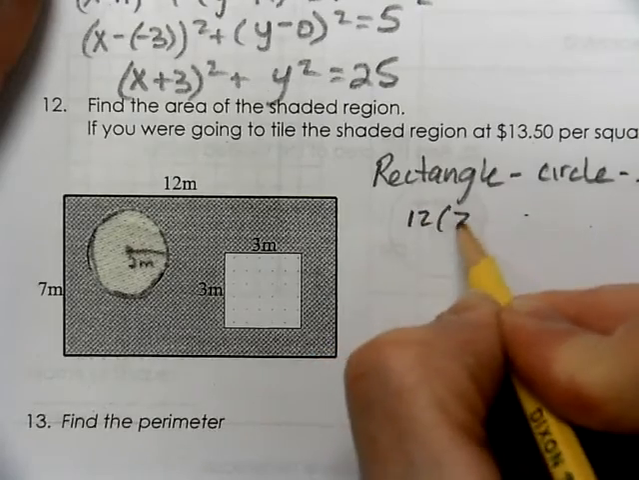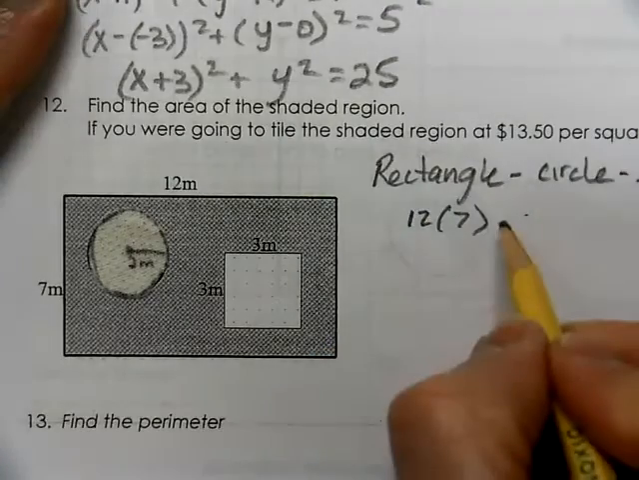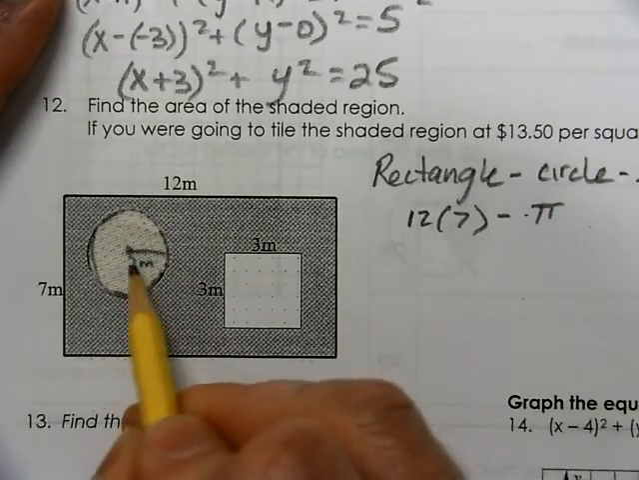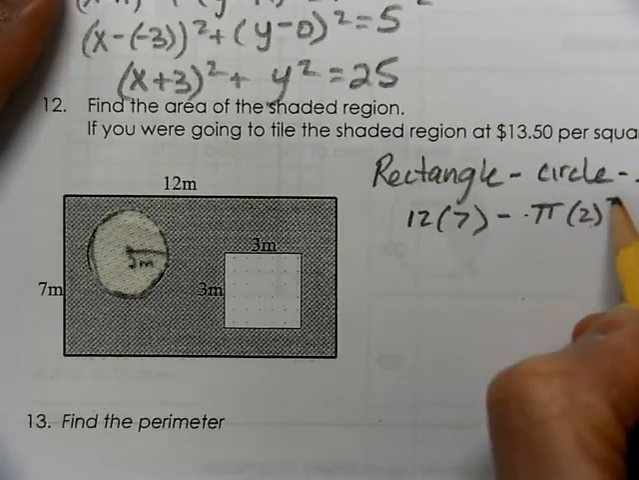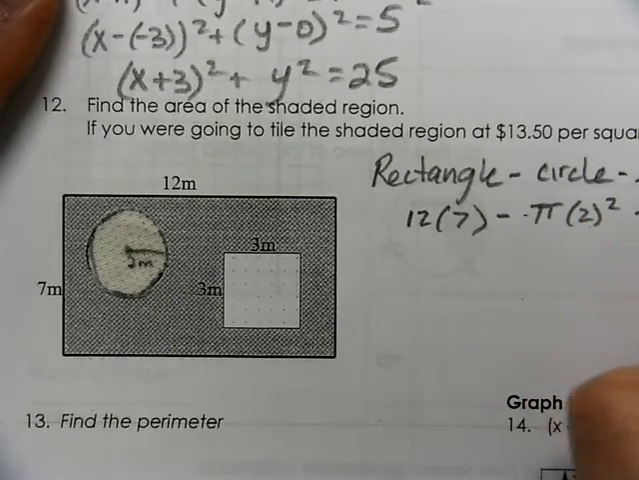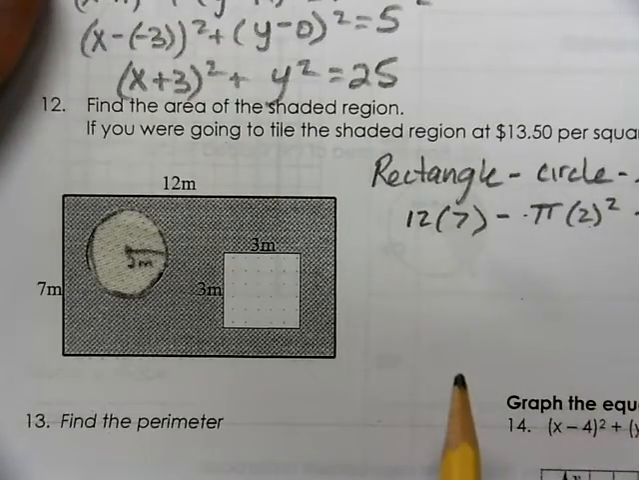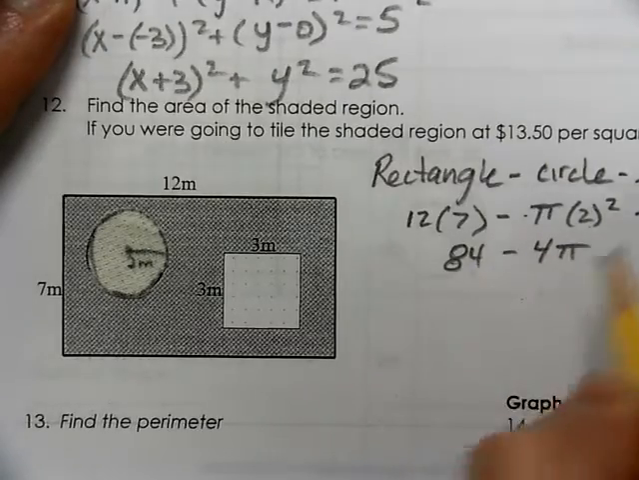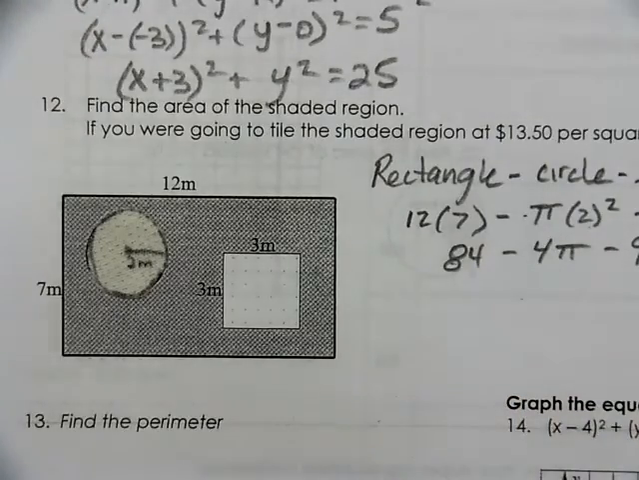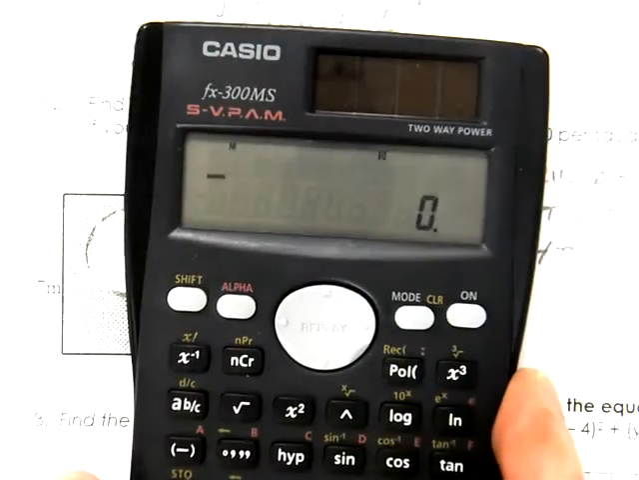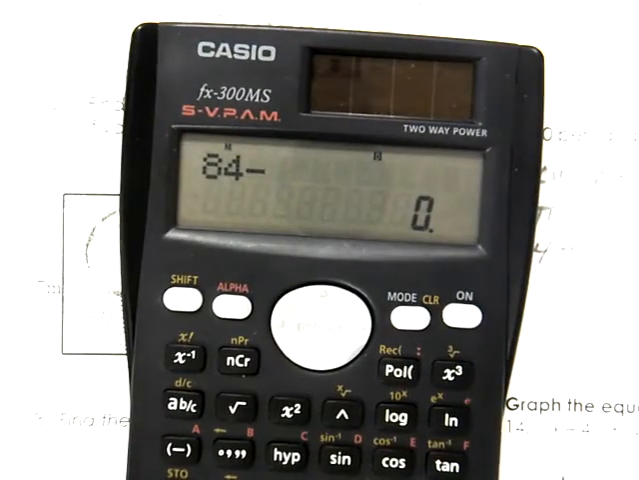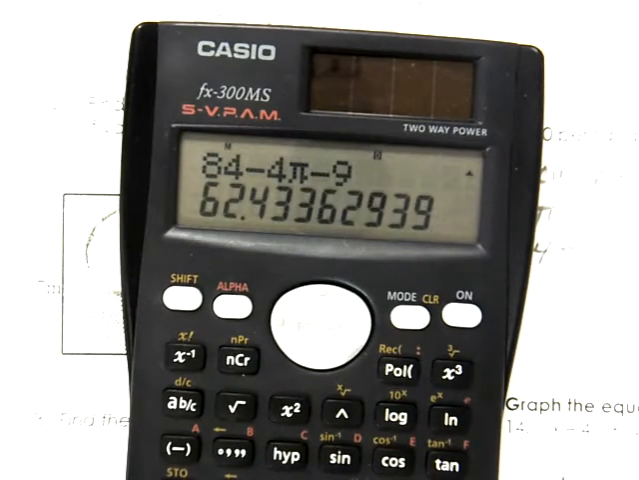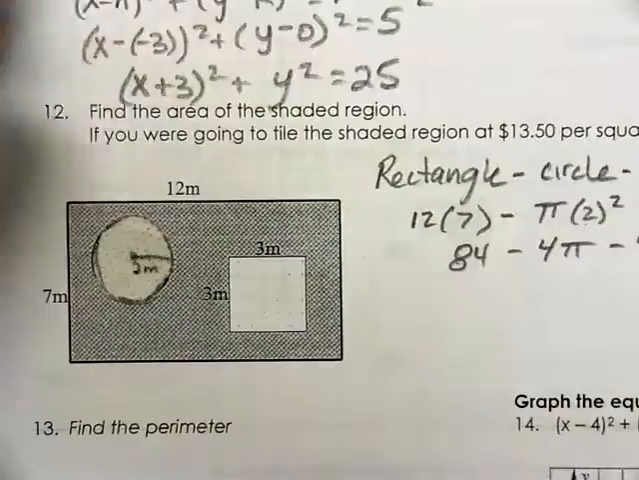So this is 12 times 7, which is 84. Pi r squared, r is 2. The square is 3 times 3. So this is 84 minus 4 times pi minus 9. 84 minus 4 pi minus 9 more gives us 62.43.